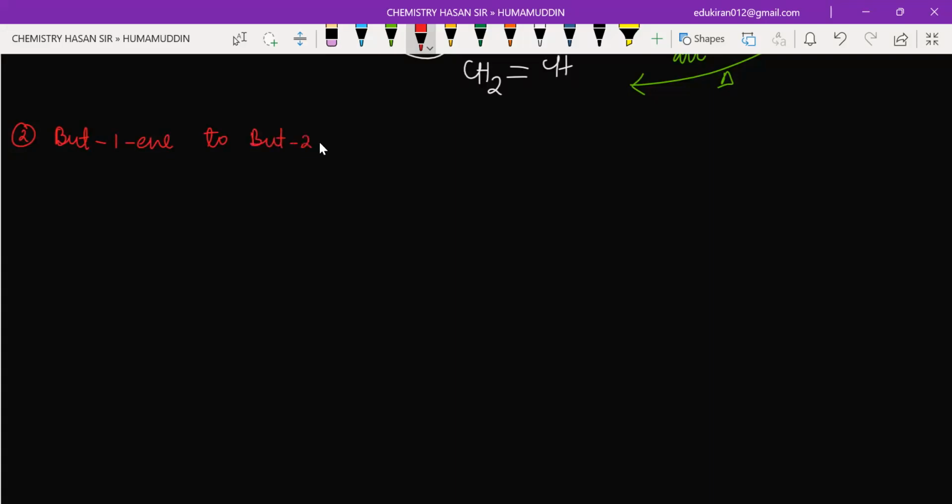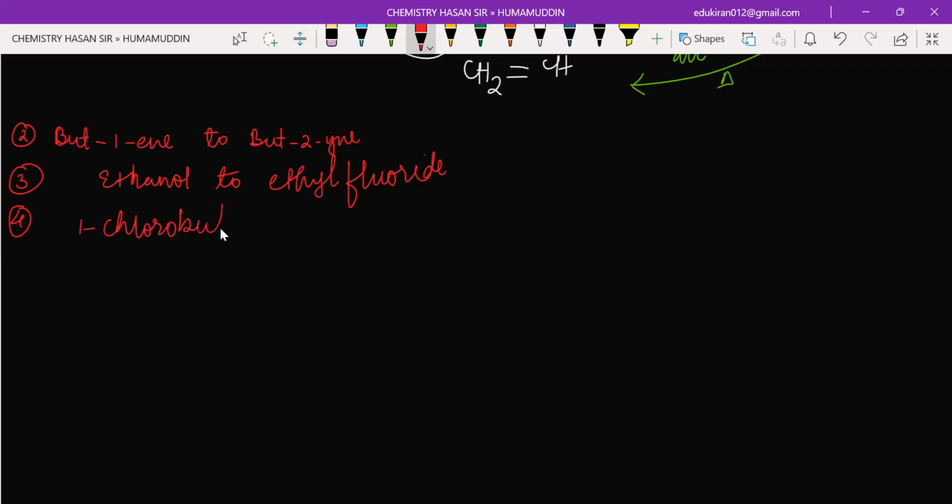Butene to butyne. Third one is ethanol to ethyl fluoride. And then 1-chlorobutane to octane. Just do it. I'll be back from the washroom, please.